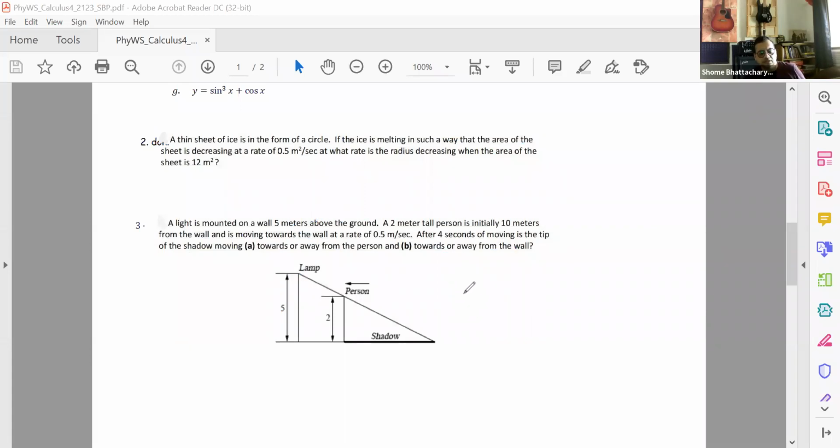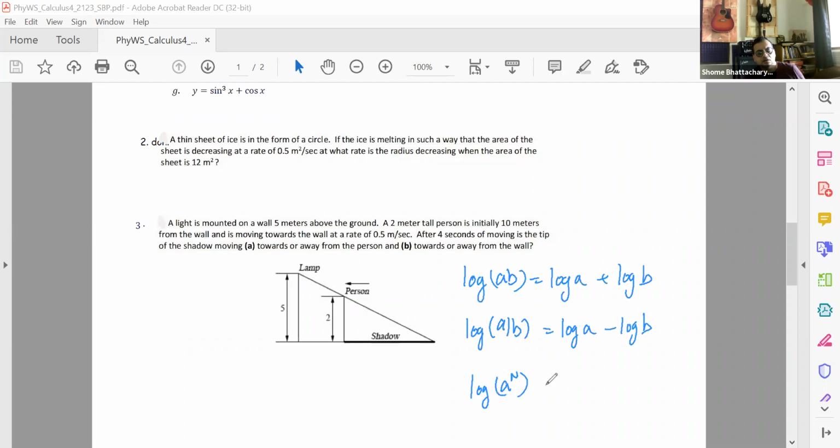So these are that, any base log of a into b is log of a plus log of b. Any base log of a divided by b is log of a minus log of b. And any base including exponential, log of a to the power n is equal to n times log a. So this is one set of rules that you should know.